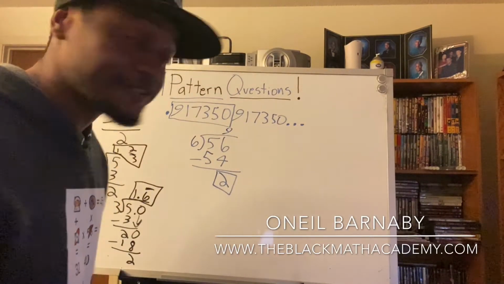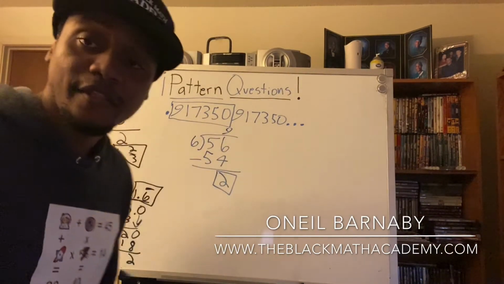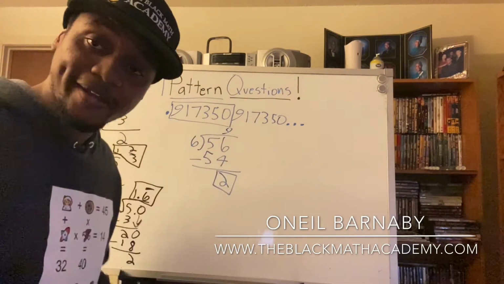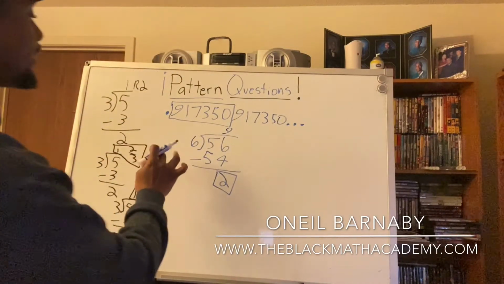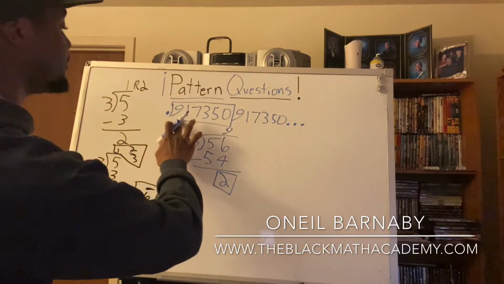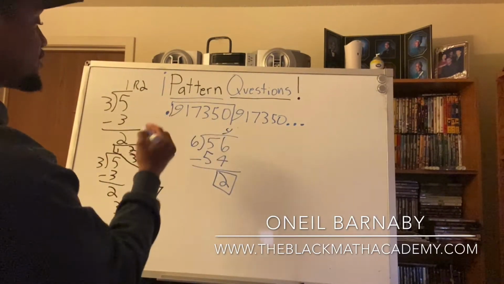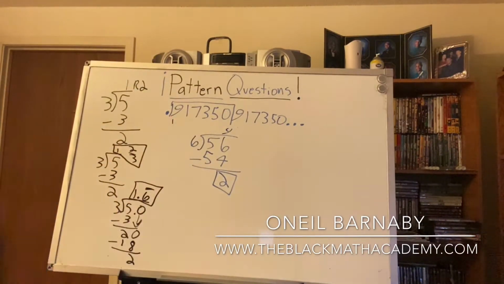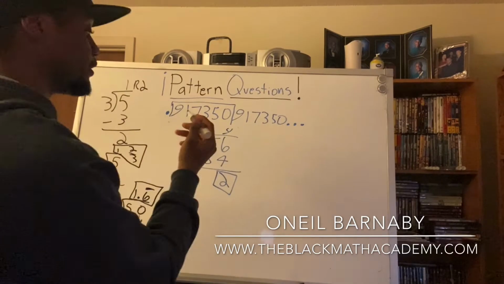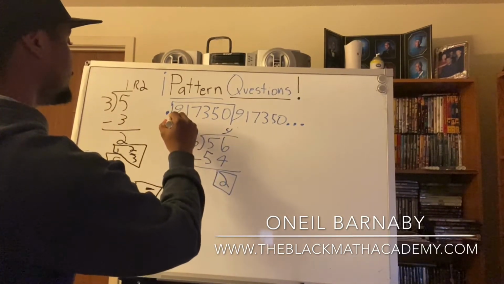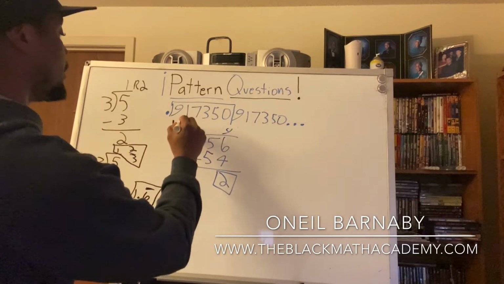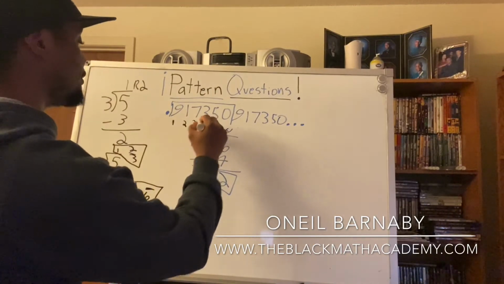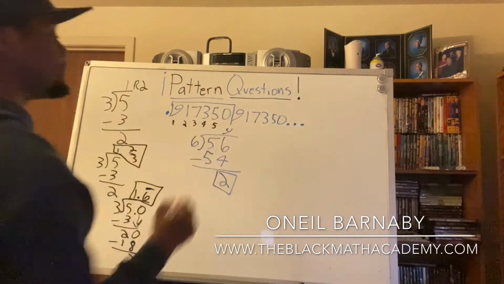What that means is, in the pattern that we have, the second spot in the pattern is the 56th spot that we're looking for. So when we look at 917350, let me erase this real quick. Matter of fact, let me switch that up so you can see it more clearly. 9 is the first number in the pattern. 1 is the second number. 7 is the third number. 3 is the fourth number. 5 is the fifth number.